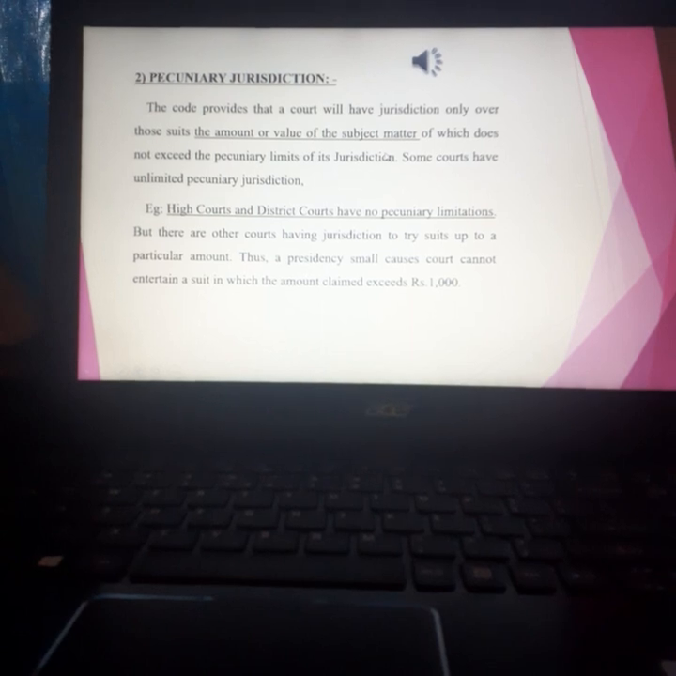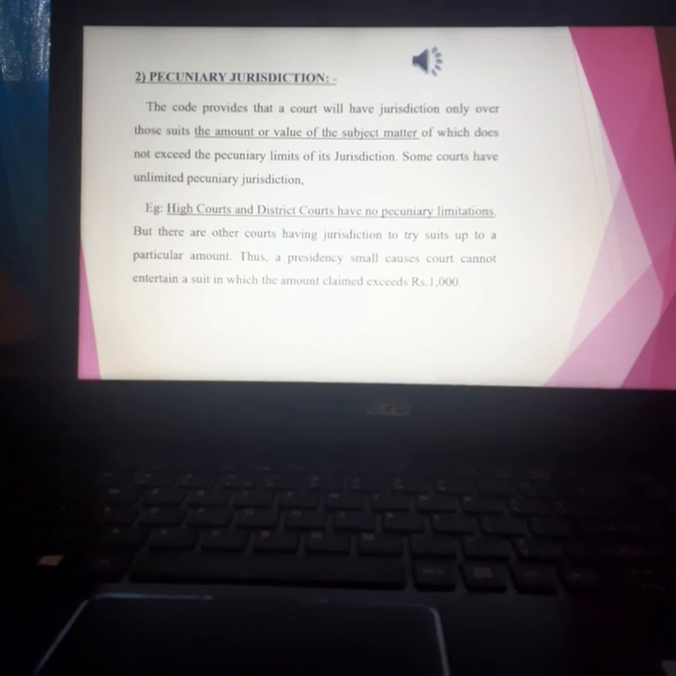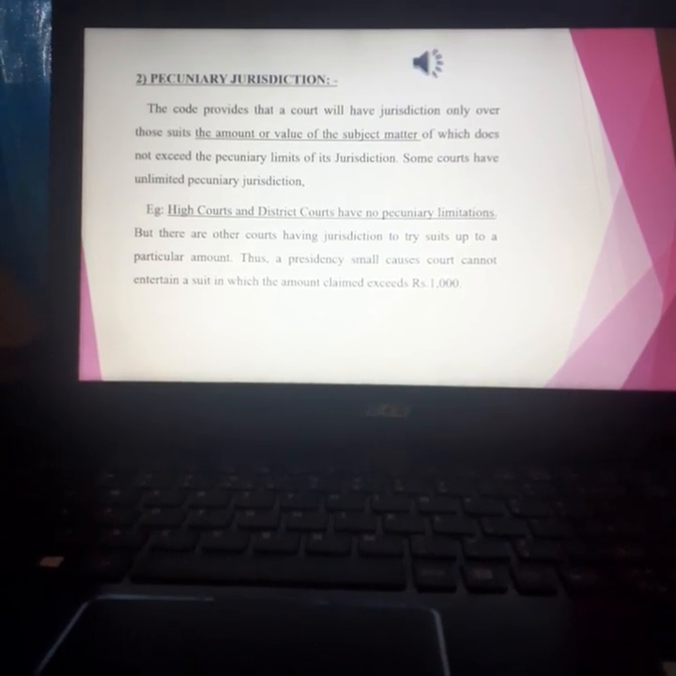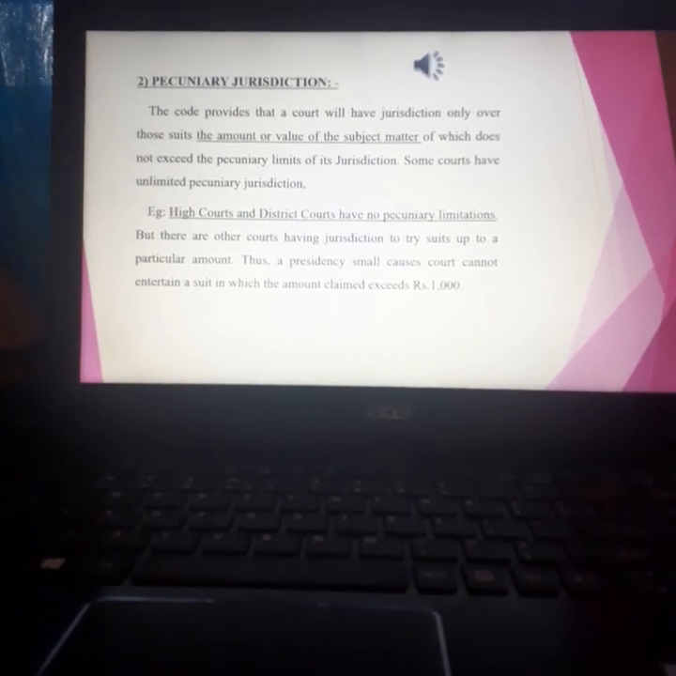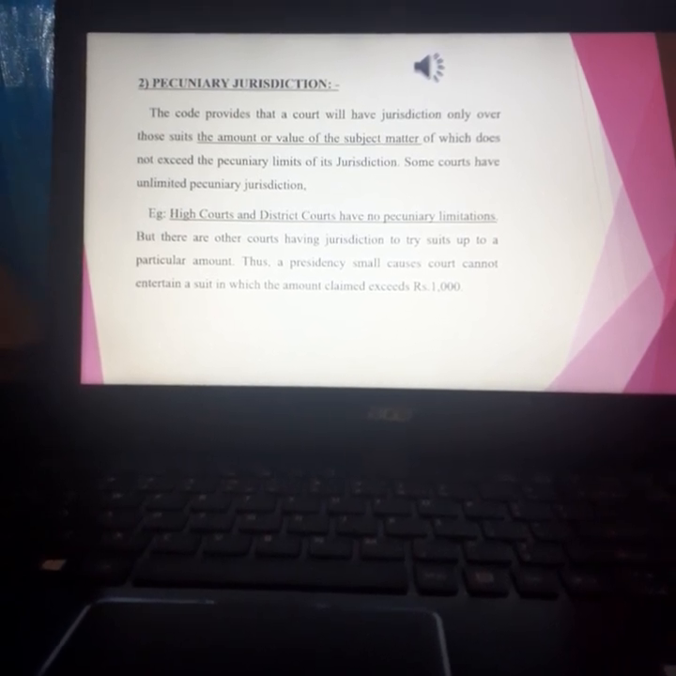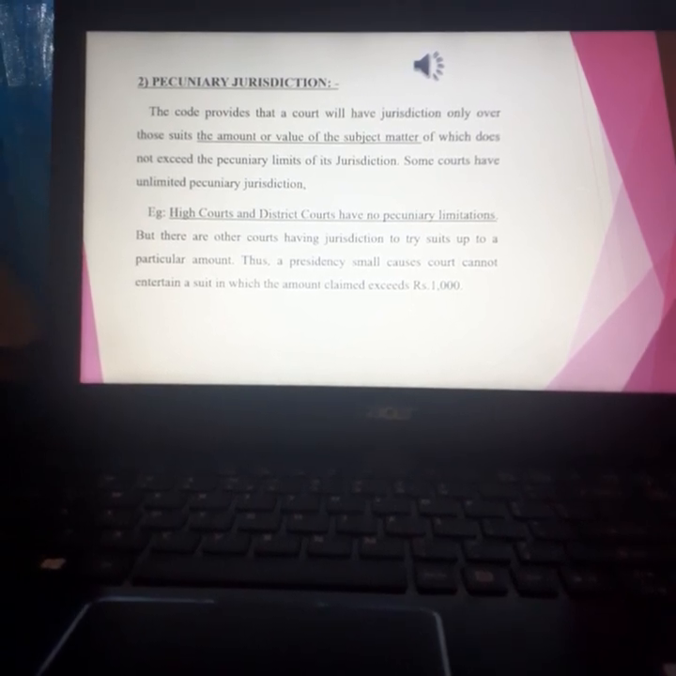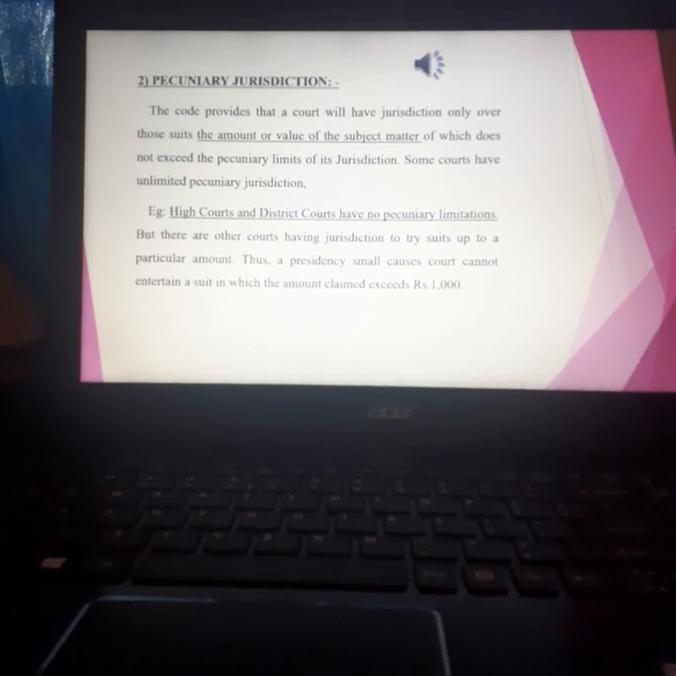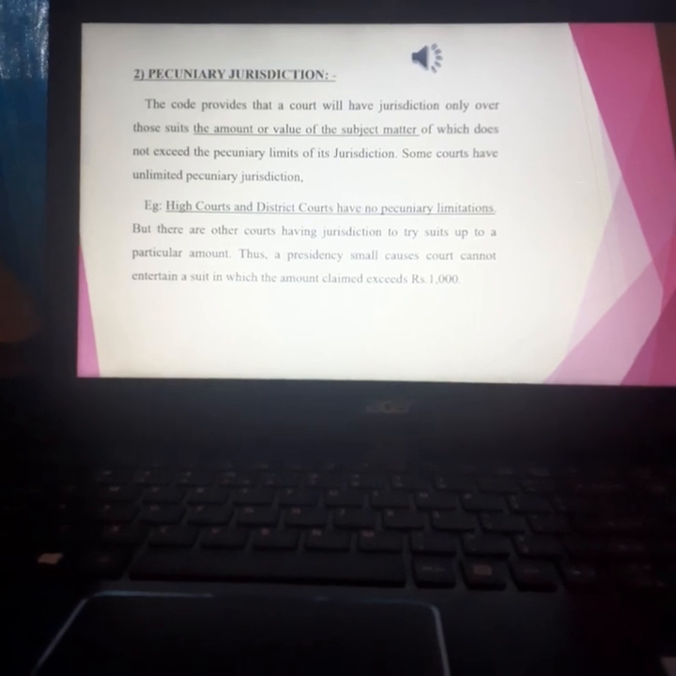Pecuniary jurisdiction. The Code provides that a court will have jurisdiction only over those suits the amount or value of the subject matter of which does not exceed the pecuniary limits of its jurisdiction. Some courts have unlimited pecuniary jurisdiction. For example, high courts and district courts have no pecuniary limitations, but there are other courts having jurisdiction to try suits up to a particular amount. Thus, a Presidency Small Causes Court cannot entertain a suit in which the amount claimed exceeds 1000.